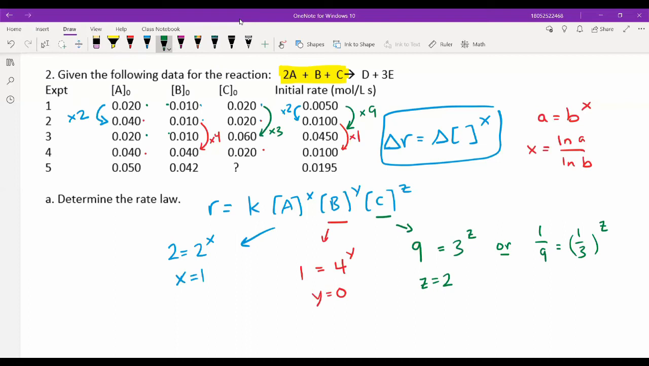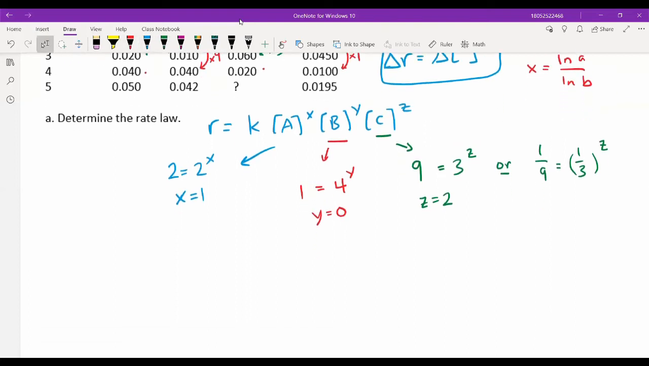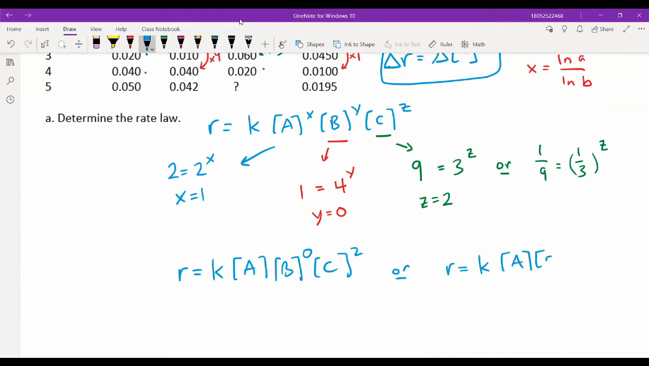So here's our rate law, which we can write like this: R equals K A to the first power B to the 0 power C squared, or just oftentimes leaving out the B concentration because it doesn't affect the rate. So that's what a 0 order reactant means, is that if you change the concentration of B, the rate isn't affected. So we leave it out of the rate law.